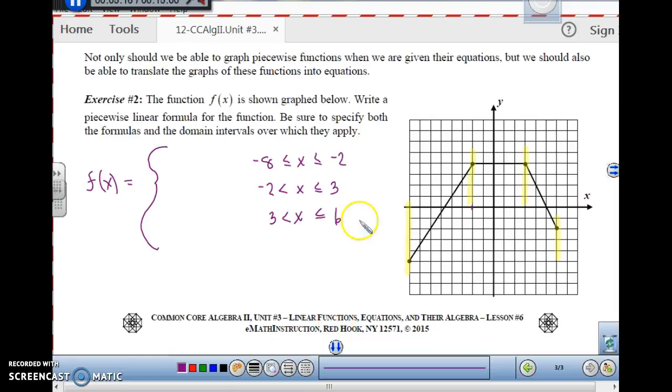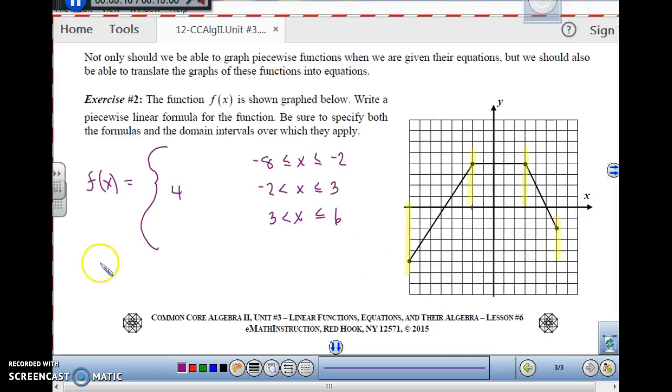All right, so let's look at the horizontal line. First of all, probably the easiest one. This is a horizontal line. What's the equation of a horizontal line? It's going to be y equals 4. This is going to be f of x is equal to 4 between negative 2 and 3. All right, now the other two, we have to figure out the equation of the line.